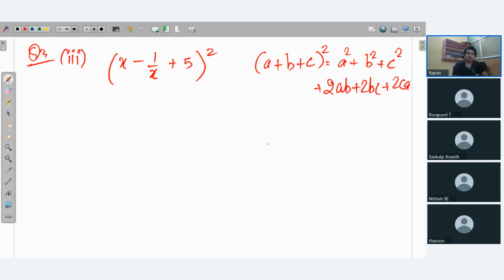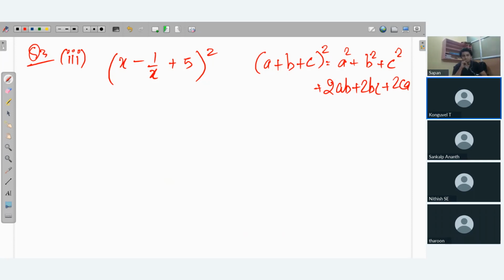But there is another way also. Anyone else tried any other way? I did the normal way. I tried the other way first, but then I couldn't figure it out, so I used this. I did (x minus 1 by x) first squared it, and then we can also add 25 to it. So you can also do (x minus 1 by x) whole square plus 5 whole square.